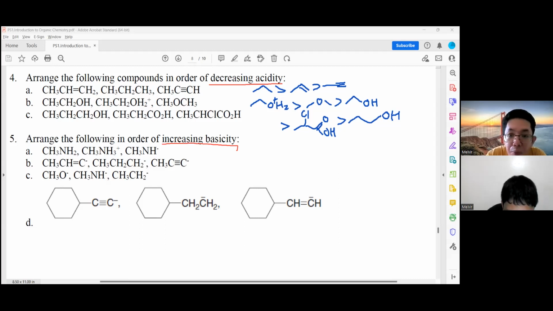Yes, Josh, how about number 5? So we can move on with this one. Medyo suspicious po to. So again for number 4, ika-clarify ko lang. For number 4, dahil decreasing acidity, you start first with the most acidic one, followed by the intermediate acidic or medium acidic, and then least acidic. And then for number 5 naman, baliktad, increasing basicity. So you start first with the least basic, and then intermediate basicity, and then the most basic one.